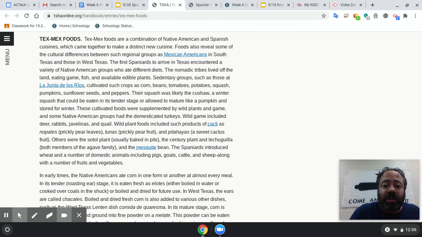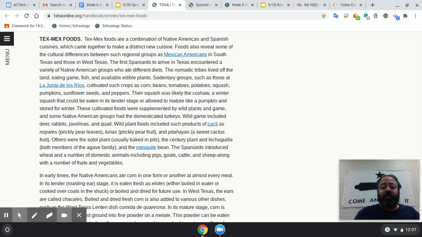Wild plant foods included such products as cacti, such as nopales, which is the prickly pear leaves, tunas, and I'm not going to even try to read that one. Somebody smarter than me can read that. Others were the sotol plant, usually baked in pits, the century plant, and other ones from the agave family, and the mesquite bean. The Spaniards introduced wheat and a number of domestic animals, including pigs, goats, cattle, and sheep, along with a number of fruits and vegetables.